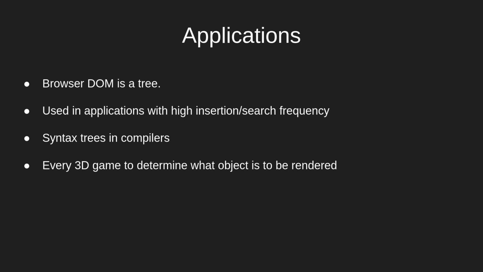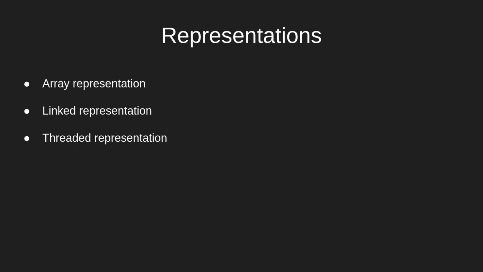So now let's see the applications of a binary tree. Trees are used in document object models which are used by each and every browser. Trees are also used in applications which require high insertion or search frequency. Trees are also used in syntax trees in compilers. All the 3D games that we play require a tree to determine what object the game needs to render.